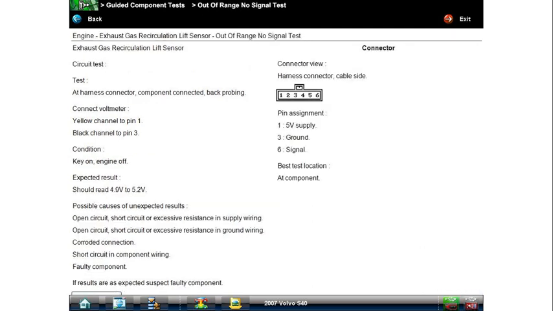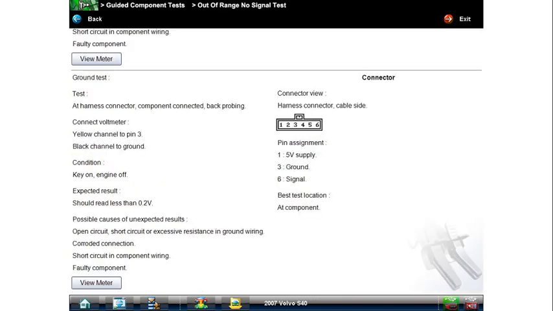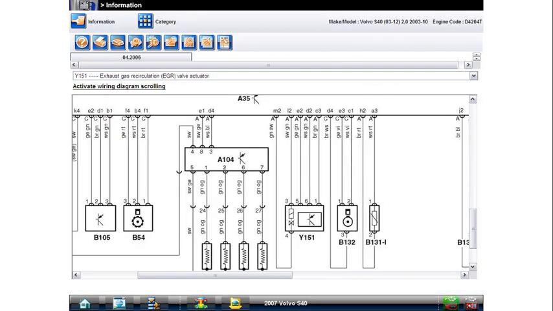And there's other data. There you go. Key on, engine off, between pin 1 and 3. Well, that's what I was telling you about, the 5-volt supply. And then a supply test, that's 5 volts. And then your ground test, it's saying, as I said, you can use a test light connected to the battery positive, and then just touch the ground. And if the test light lights up, you've got a good ground. There's a little wiring diagram.